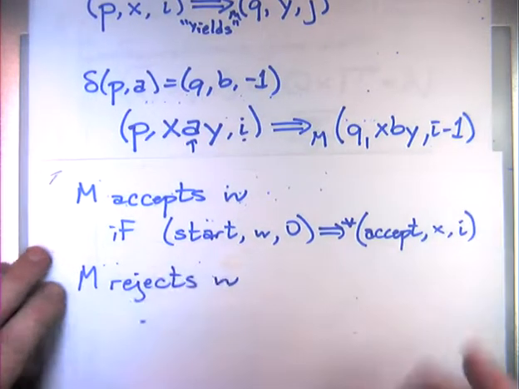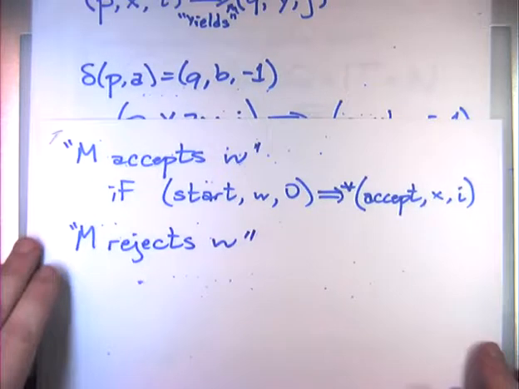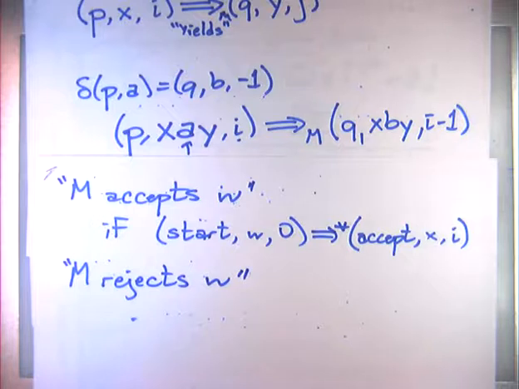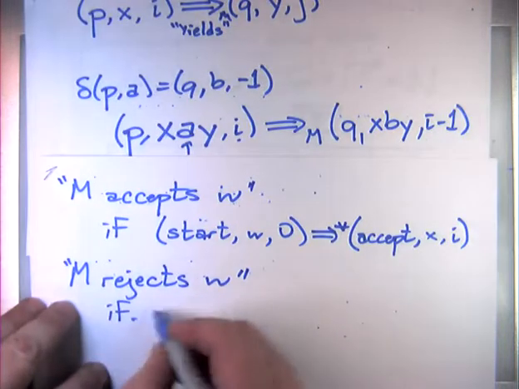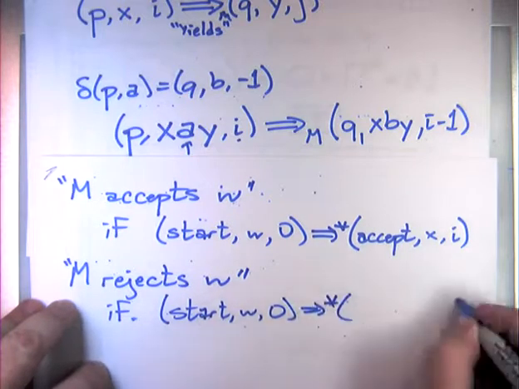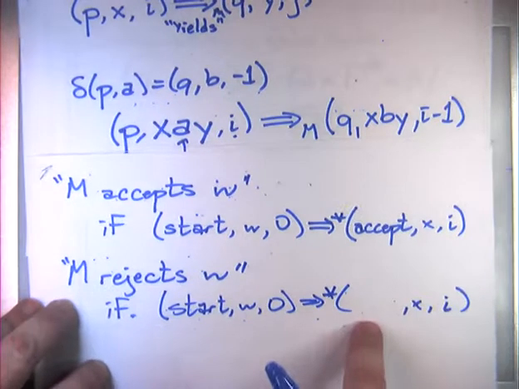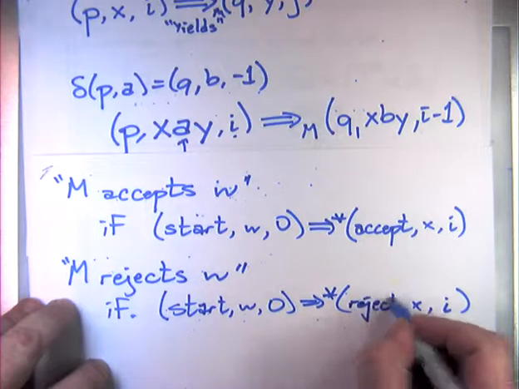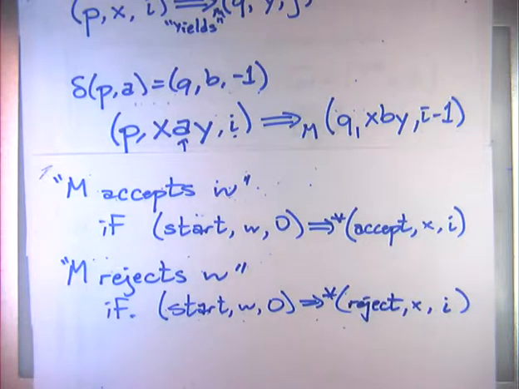What do you think it means when I say, M rejects W? Anyone want to guess what that actually means? Good. Okay? And of course there's the third option. M doesn't accept W and it doesn't reject W. It just hangs. Okay?